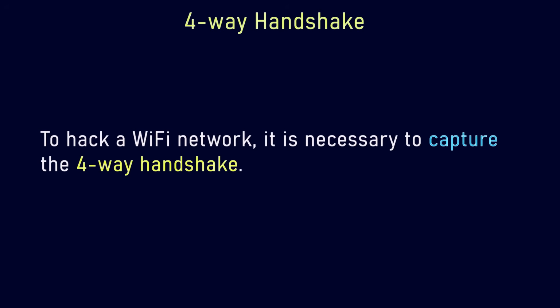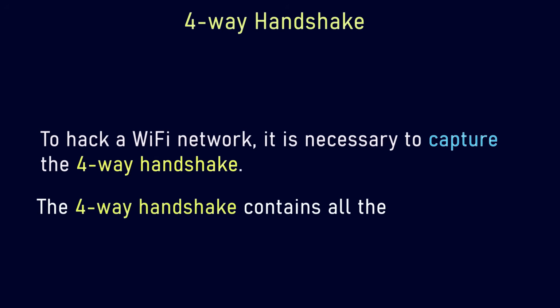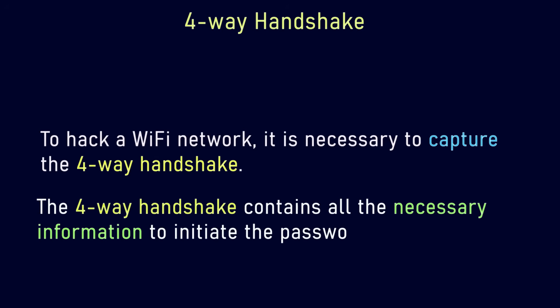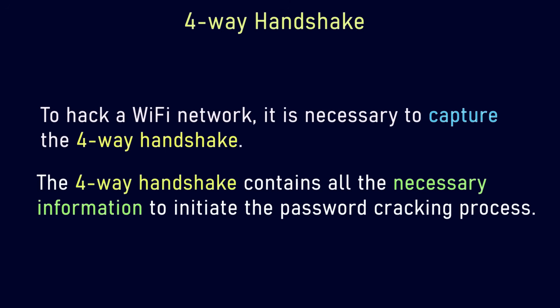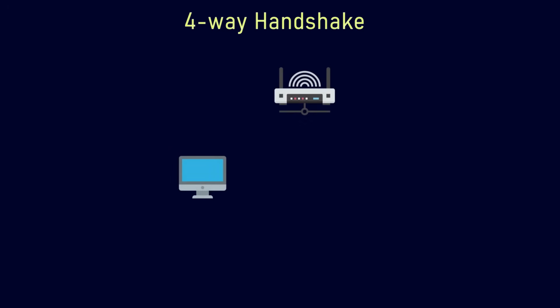Capturing the four-way handshake is essential. The four-way handshake contains all the necessary details to initiate the password cracking process. By capturing, we mean intercepting a successful four-way handshake. It is essentially the exchange of four packets between a client device and a wireless router or wireless access point. We need to intercept these four packets to initiate the password cracking.